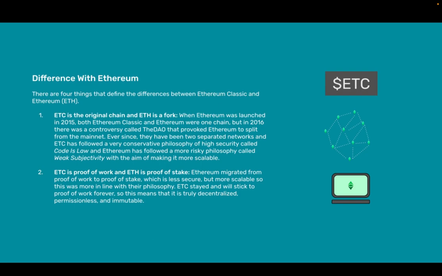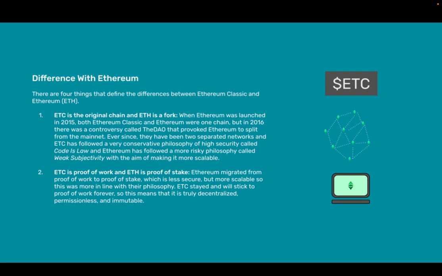Difference with Ethereum. There are four things that define the differences between Ethereum Classic and Ethereum, ETH. 1. ETC is the original chain and ETH is a fork. When Ethereum was launched in 2015, both Ethereum Classic and Ethereum were one chain. But in 2016, there was a controversy called the DAO that provoked Ethereum to split from the mainnet. Ever since, they have been two separated networks, and ETC has followed a very conservative philosophy of high security called code is law, and Ethereum has followed a more risky philosophy called weak subjectivity, with the aim of making it more scalable.